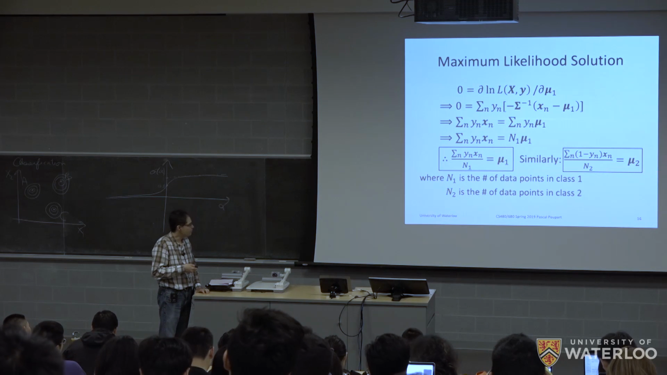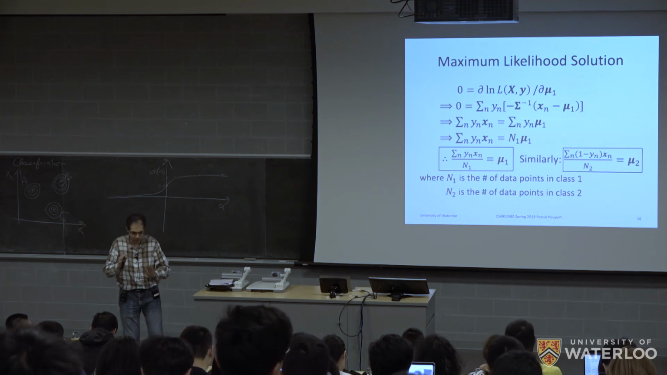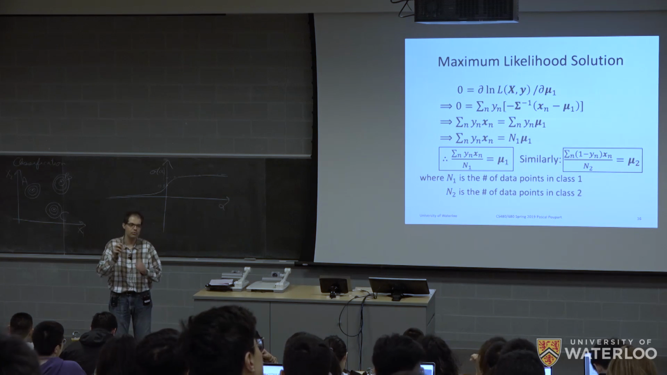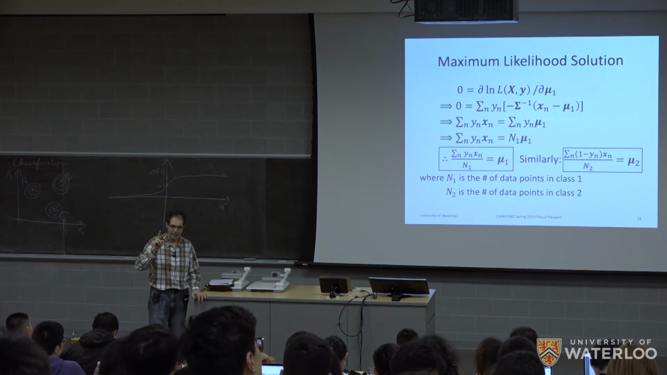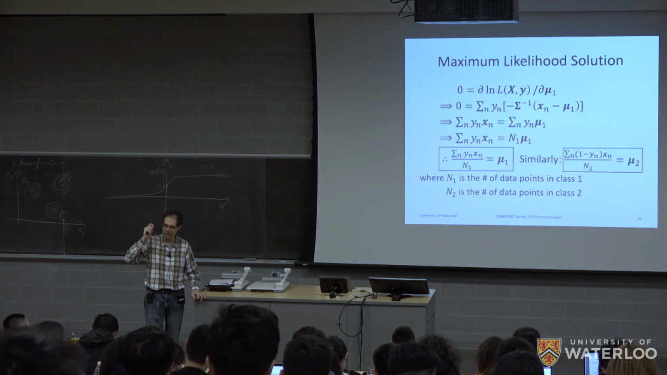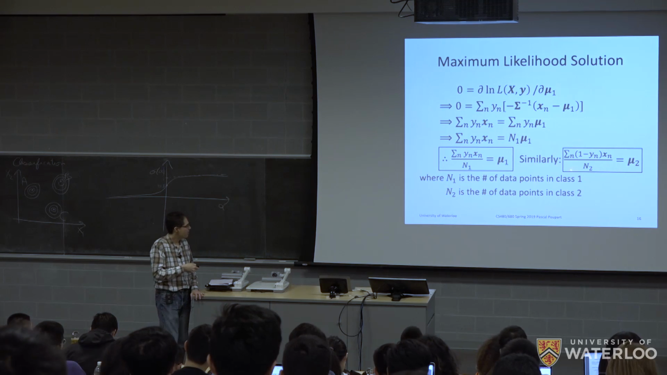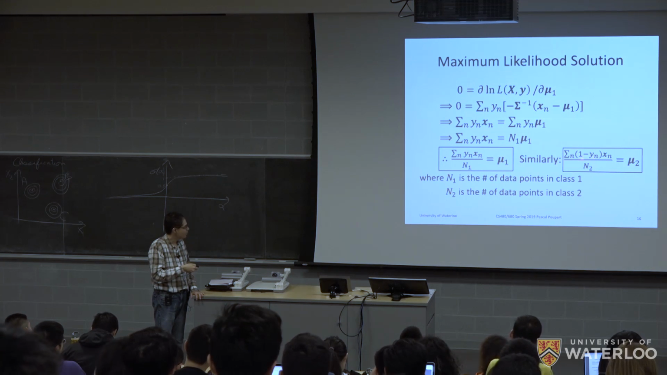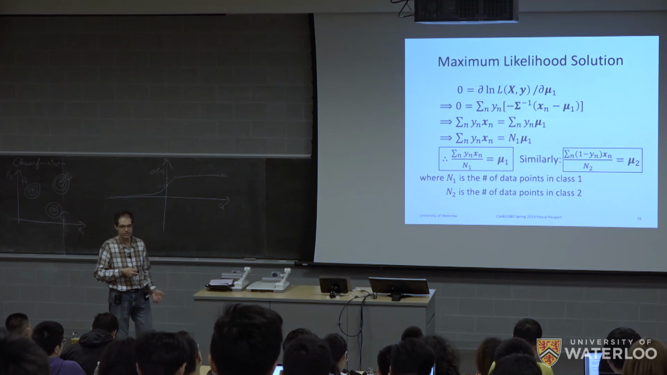And for class 2, it's the same thing. Here for class 2, it's a little bit counterintuitive, but I'm going to assume that I'm using the label 0 for yn. So we've got two labels, 0 and 1. I'm going to use label 1 for class 1 and label 0 for class 2. So when I use label 0, then 1 minus 0 here gives me 1, and I'm effectively taking the average of the data points that are part of that class.